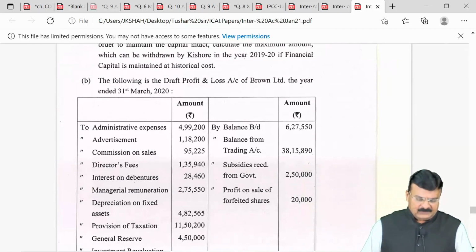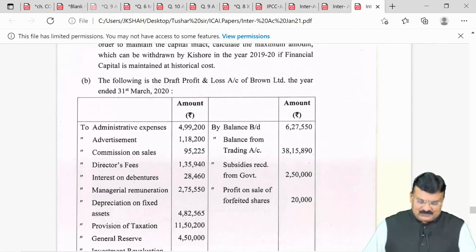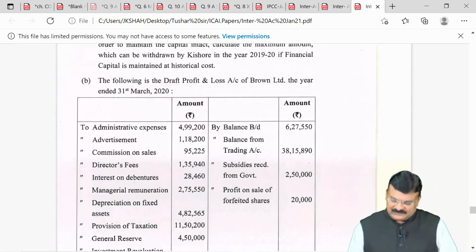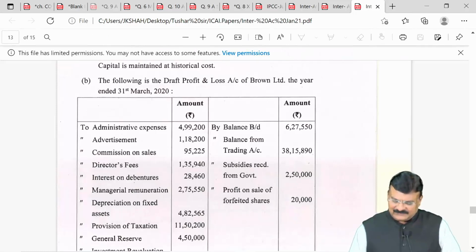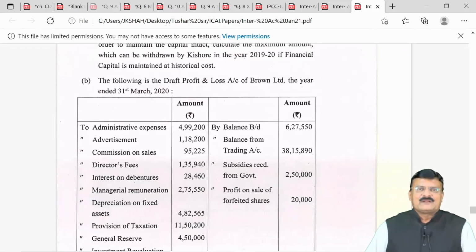Following is a draft profit and loss account of Brown Limited for the year ended on 31st March 20. On the credit side is the balance brought down, the opening balance of P&L. Balance transferred from trading account is nothing but the gross profit, which is the starting point of our calculation. Subsidy received from government, yes, it will be taken up. And profit on sale of forfeited shares? No, that is nothing but capital reserve.